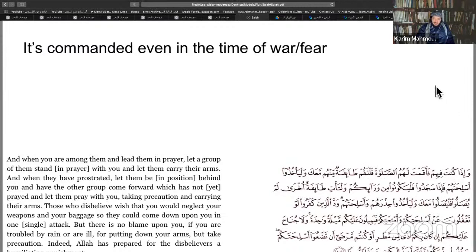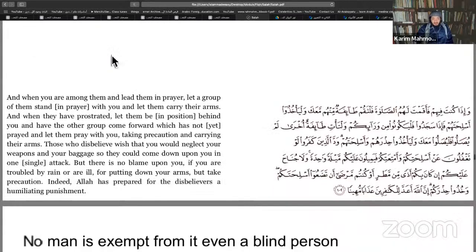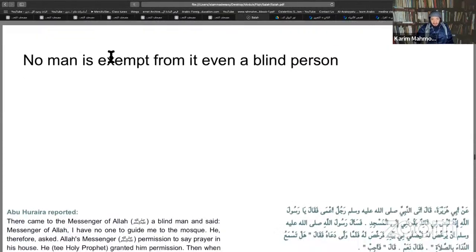Because the Prophet ﷺ told us that it is commanded. This is mentioned in the Quran, that it is commanded even in the time of war. Remember the prayer of fear that we discussed before, right? So this indicates to us that Allah wants the Muslims to pray together even at the time of war. So if that's the case, what do you think about the regular times when they are at home? Does Allah want them to pray together in the masjid? Absolutely yes.